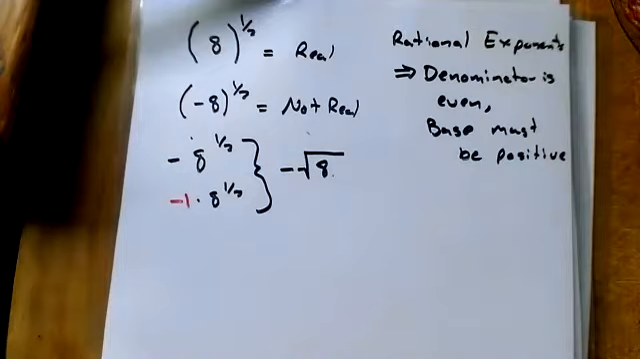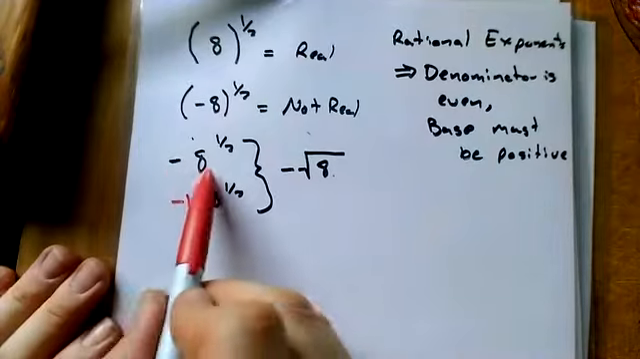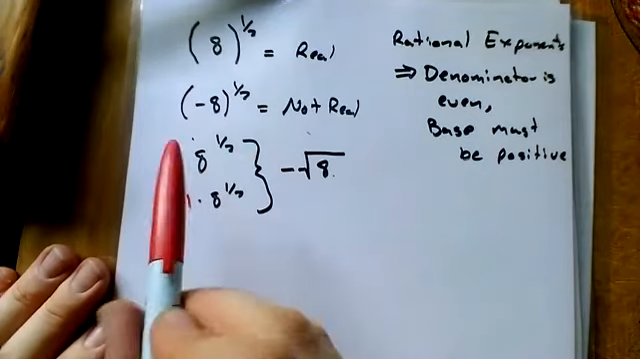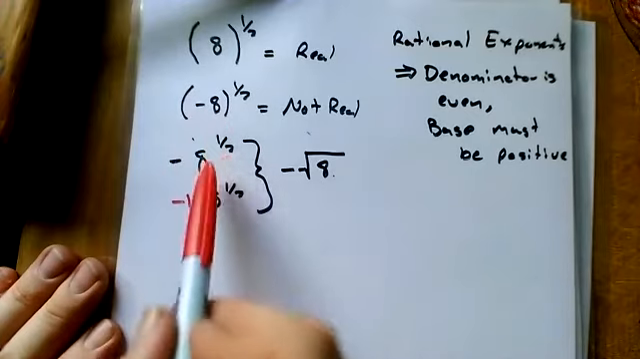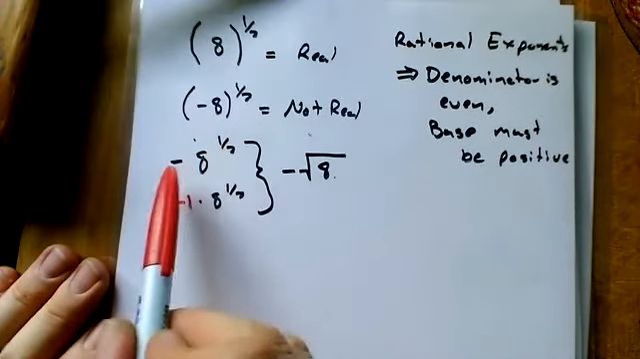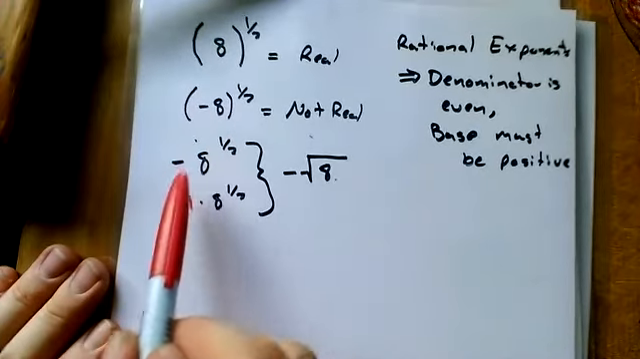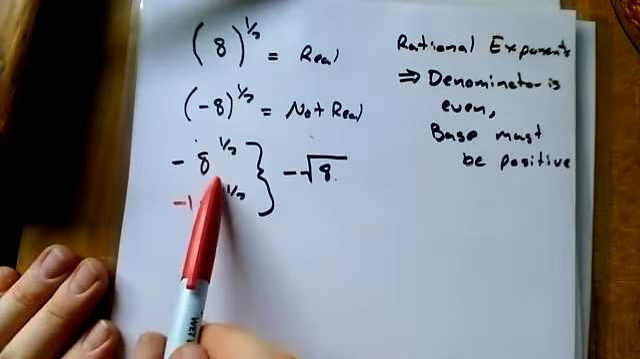So when you're doing that, make sure you pay attention to where there is a negative. Exponents only apply to what they touch. So if you see a negative, and it's not inside a set of parentheses or under a radical, it's not part of the base.